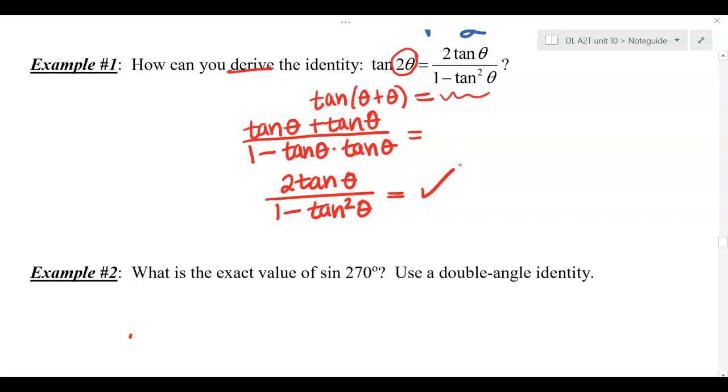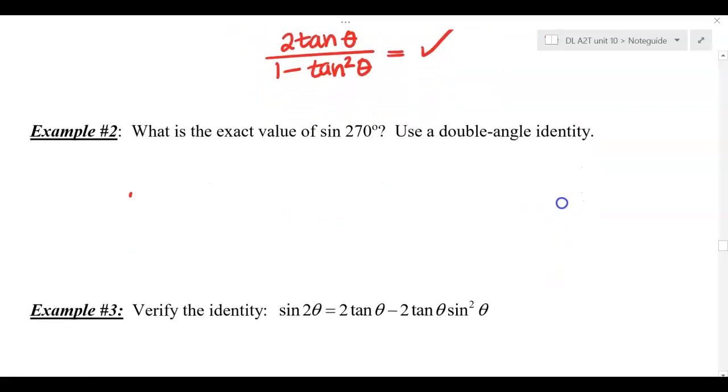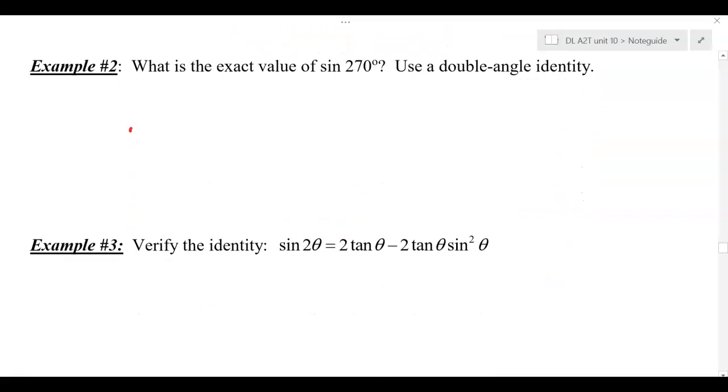Okay. All right. The next example is to find the exact value of sine 270. Now, you might think I'm a little crazy because you might be like, Ms. Dahl, I already know sine of 270 because I know my unit circle. That's great. The purpose here is not really to get you to do the calculation, but really to understand how to use the double angle identity correctly.